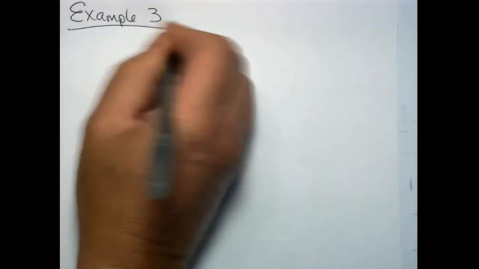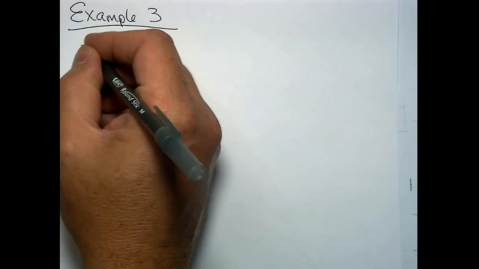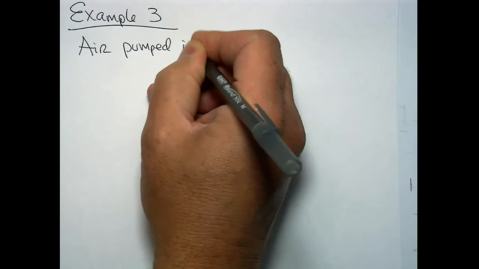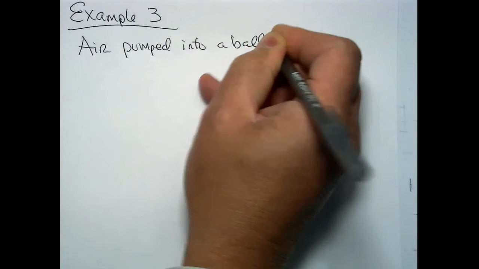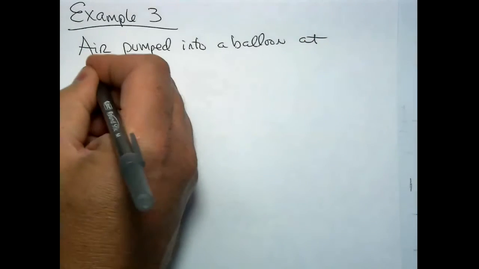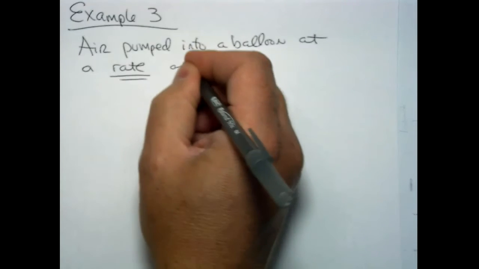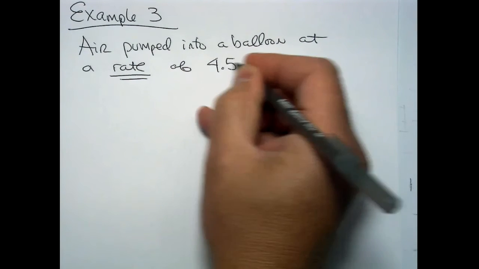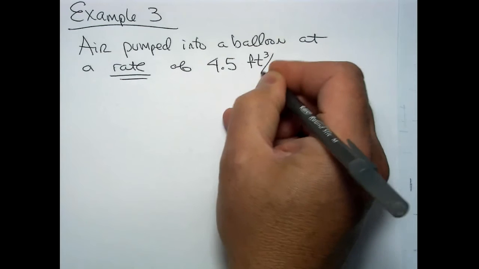So I'm going to look at an example in the book. They've got a great example. This is example 3, and that's worth taking a look at. So example 3 says, air is being pumped into a spherical balloon at a rate of 4.5 cubic feet per minute. Air pumped into a balloon at a rate, that means derivative, of 4.5 cubic feet per minute.